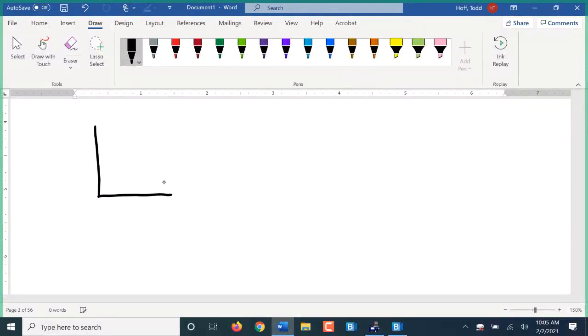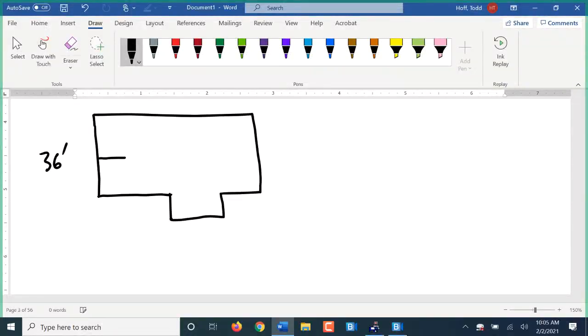A common practice on an L roof is to make them match, make the peaks match. So let's say we've got a main roof here with a 36-foot span, an L roof here with a 24-foot span, and let's go with a 10/12 slope on the main roof.